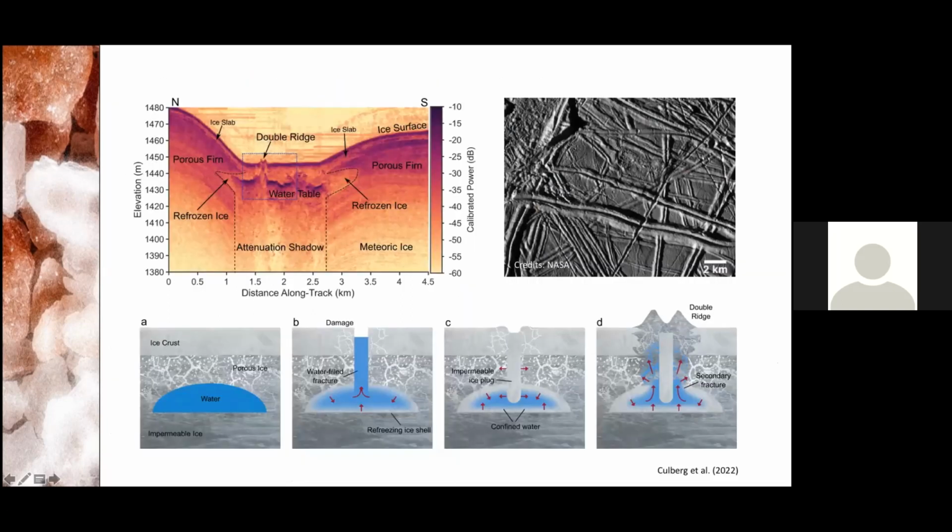To illustrate the potential of radar measurements, this is a very recent paper by Culver et al., published in Nature, that explains the formation of double ridges in Europa, like these ones, by comparing with similar features in Northwest Greenland, analyzing the radargrams of ice sheets. So this is the kind of observation we want to decipher from the missions' data.